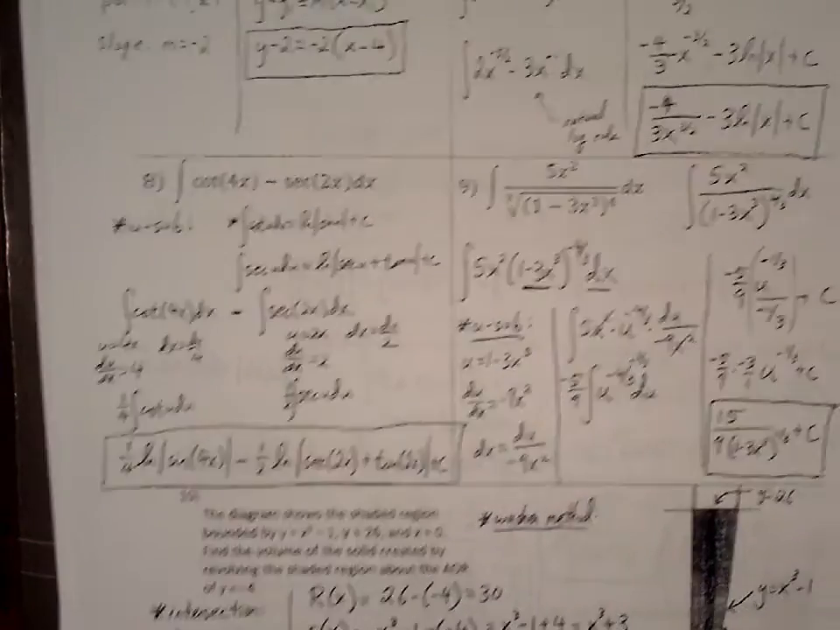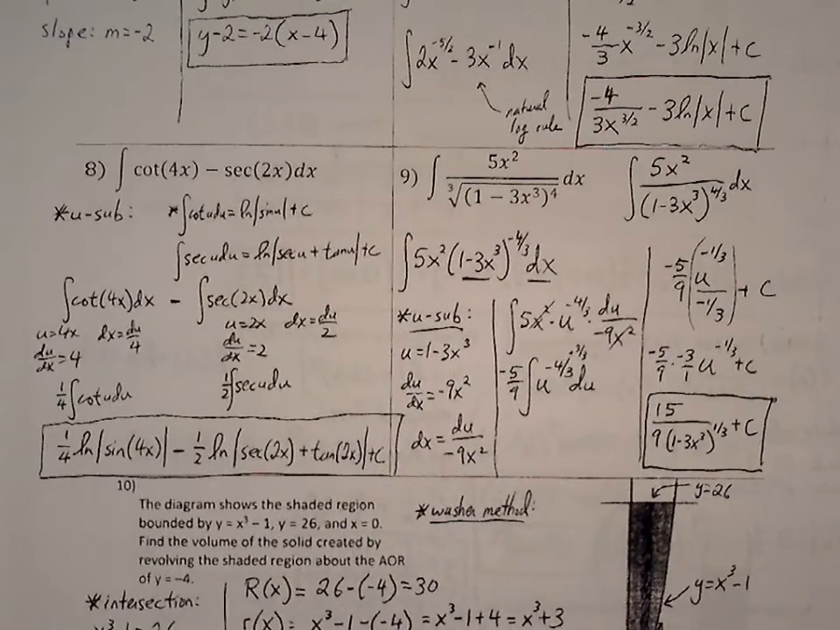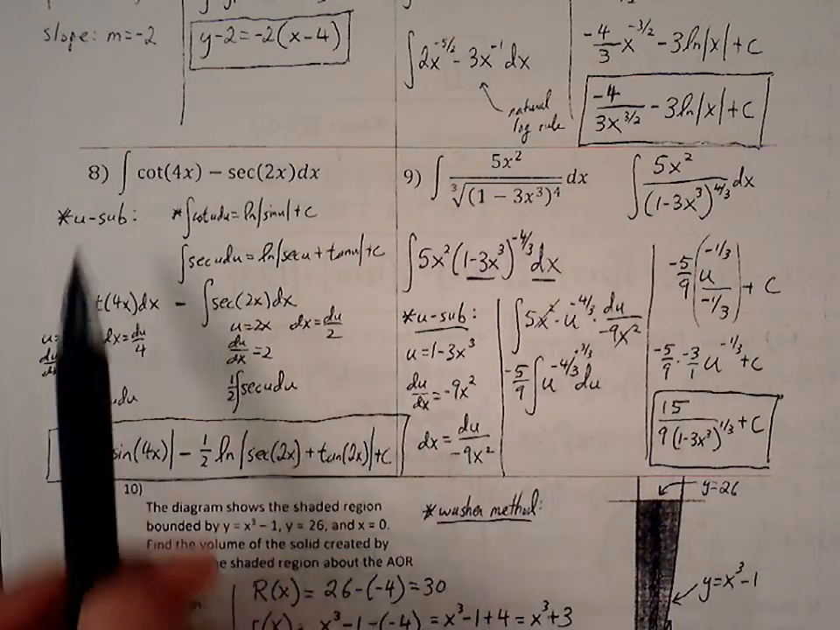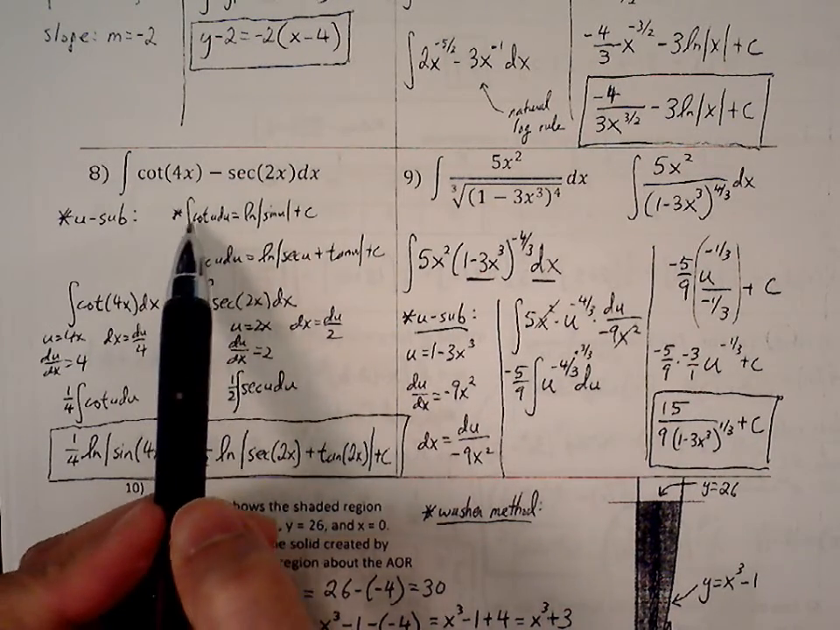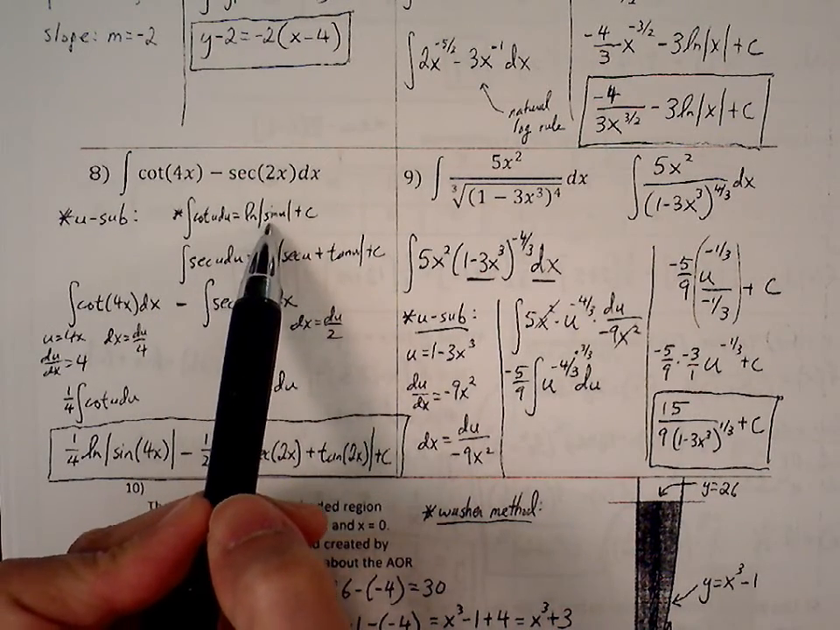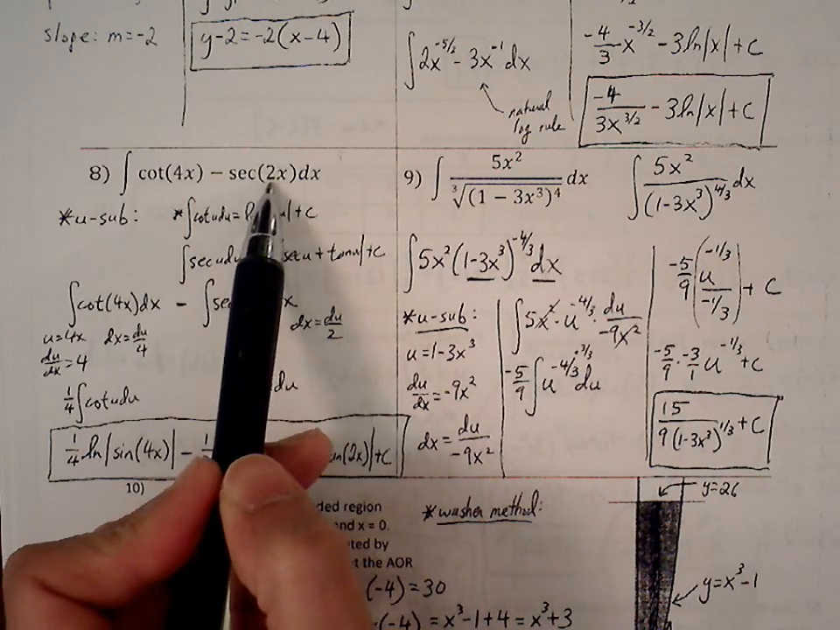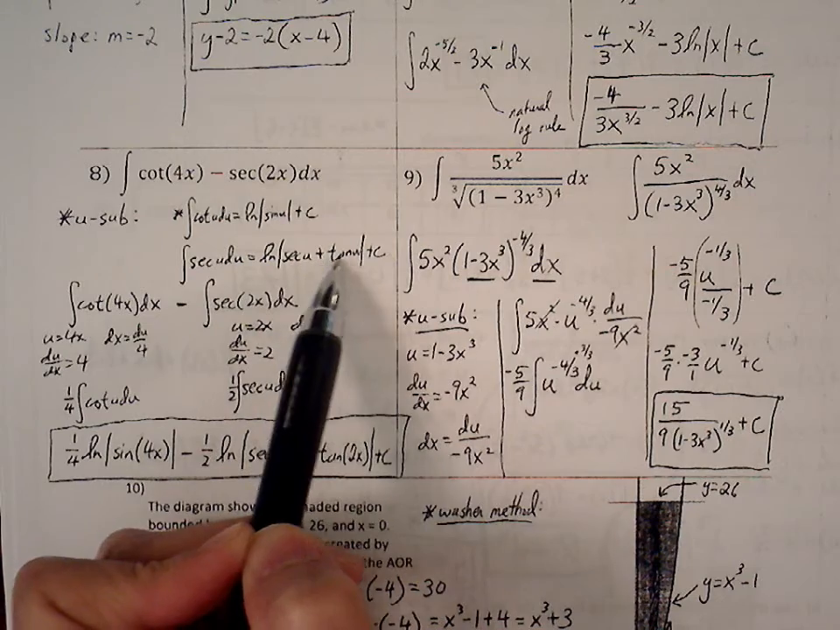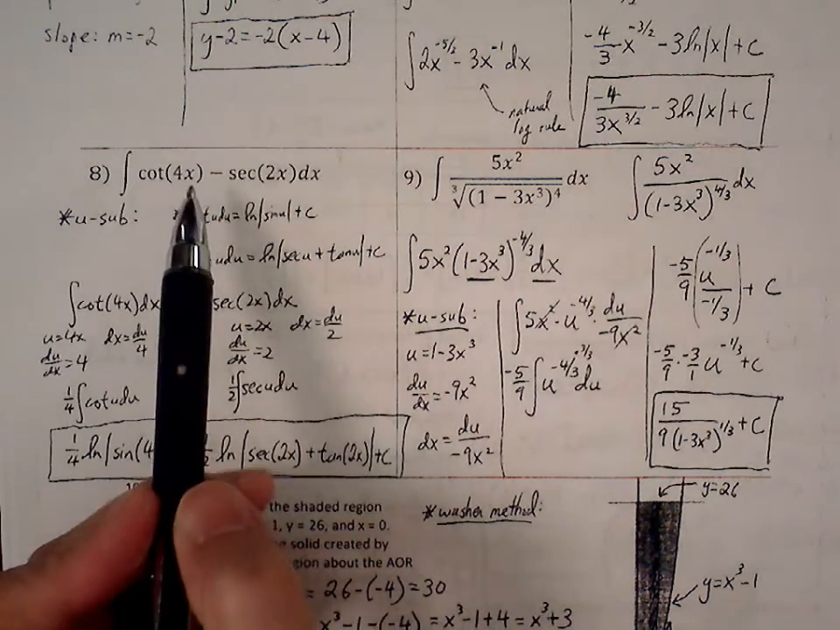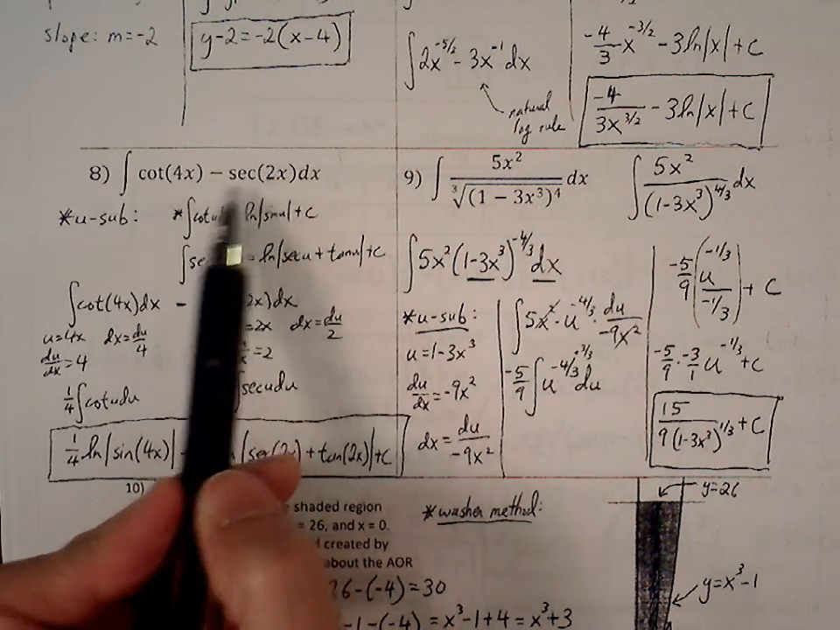Okay, so number 8, cotangent of 4x minus secant of 2x. We have separate rules for cotangent and for secant. The rule for cotangent is natural log absolute value of sine of u plus c, and secant 2x becomes natural log secant u plus tangent u plus c. Now we need to do u substitution for each of these terms.